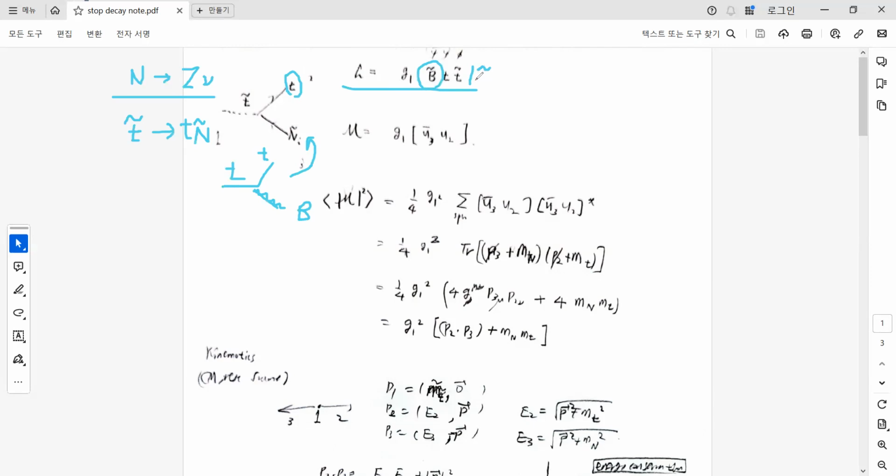This is a simple process, so the amplitude can be written by just a coupling c1 and the two spinors for the top and the neutralino. So I will assign the numbering 1 to the stop quark as the initial particle, the top quark as number 2, and the neutralino as number 3.